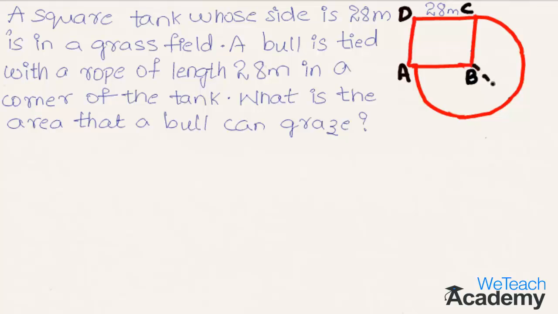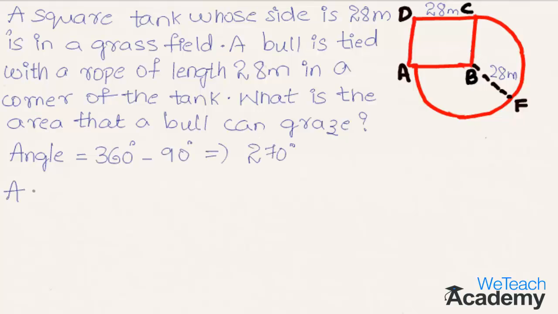So here let us assume bull is tied at the corner B of 28 meters length. So find what is the area that a bull can graze. That's nothing but the area of this circle over here. Let us find the angle made by the bull while grazing. So this can be found by just subtracting the total angle with the angle made by the square. That is nothing but 360 minus 90 degrees. We get here 270 degrees.